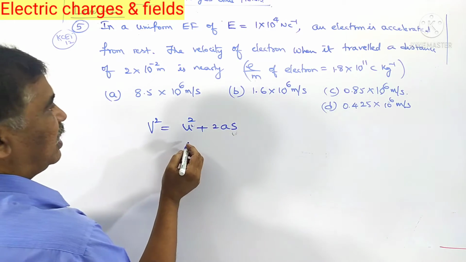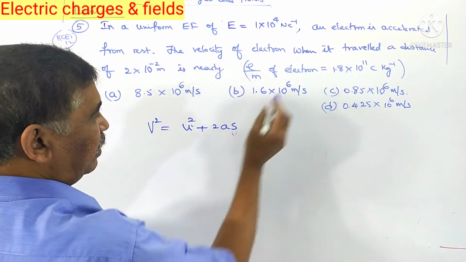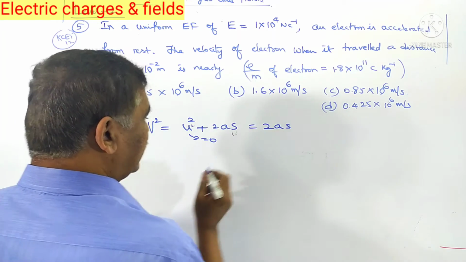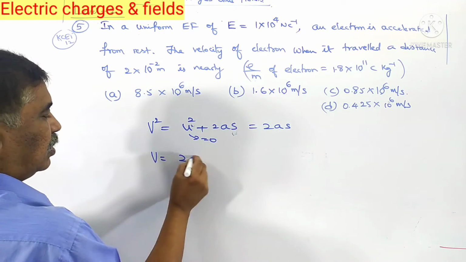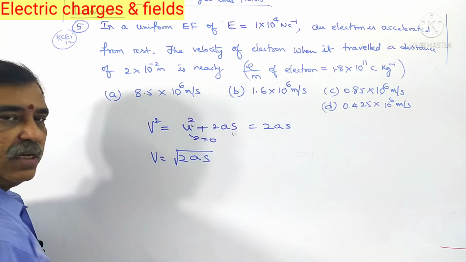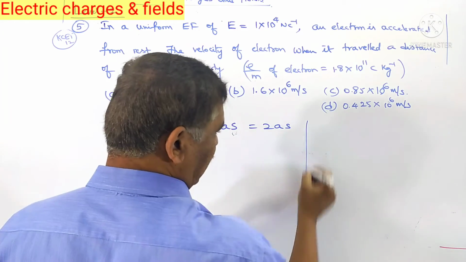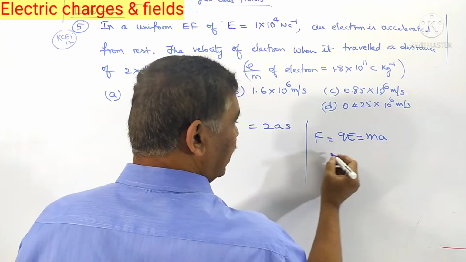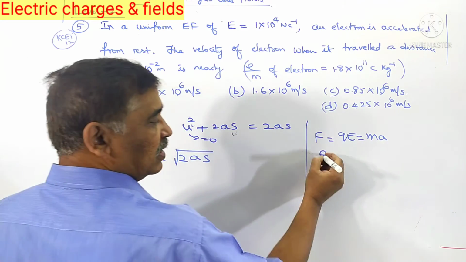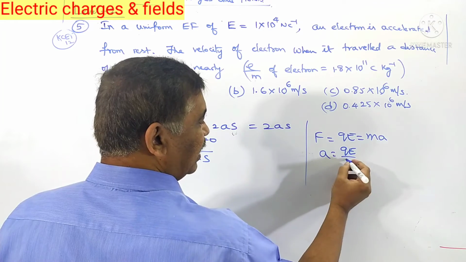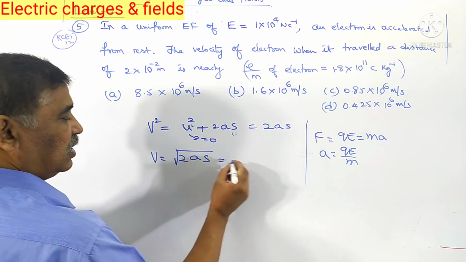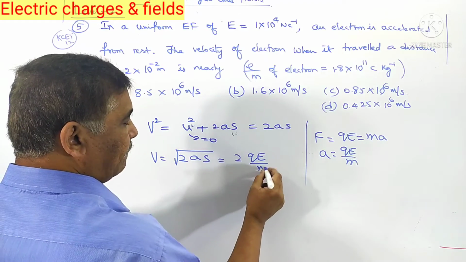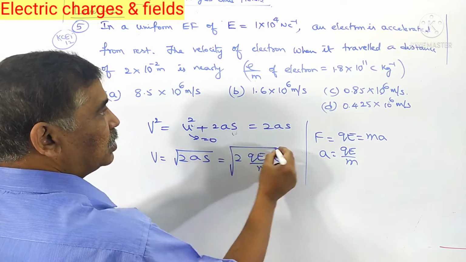Initial velocity is given as 0. From rest it is given, so this part is 0. Therefore this becomes 2as. So v is equal to under root 2as. We have just used this in earlier problems. F is equal to qE, that is equal to ma. You replace a, which is nothing but qE by m, to substitute. That is equal to under root 2qE by m into s.